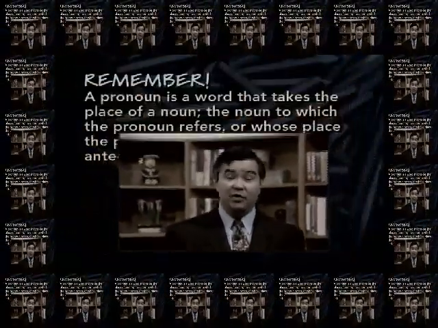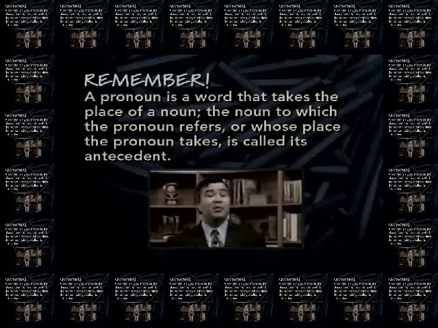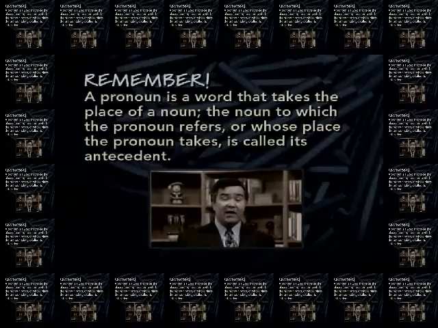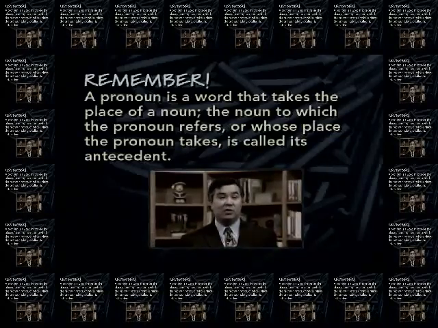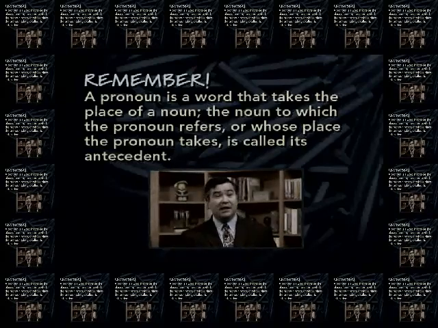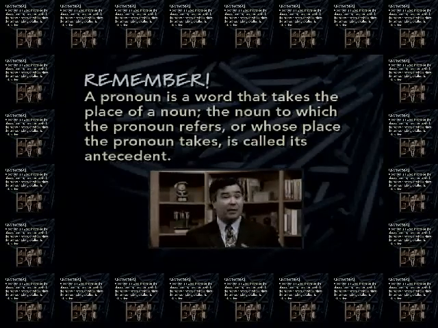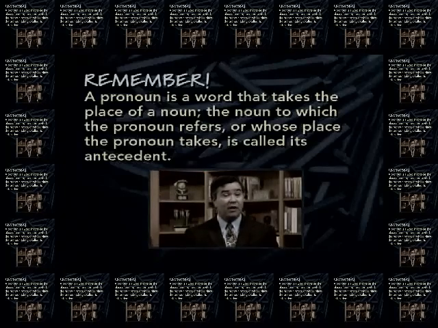So far, we've been talking about agreement between subjects and verbs. In this lesson, we're going to talk about agreement between pronouns and antecedents. As you know, a pronoun is a word that takes the place of a noun, and the noun to which the pronoun refers, or whose place the pronoun takes, is called its antecedent. The antecedent may or may not appear in the same sentence or paragraph.